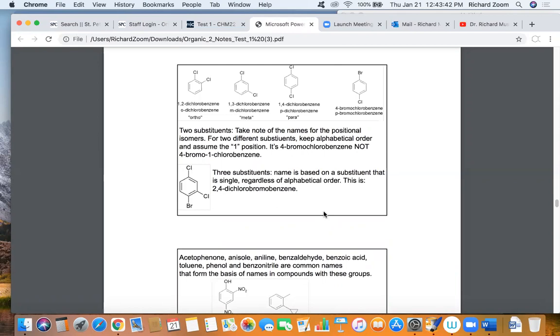Any questions? I have a question with numbering. I'm not sure where to put the one.